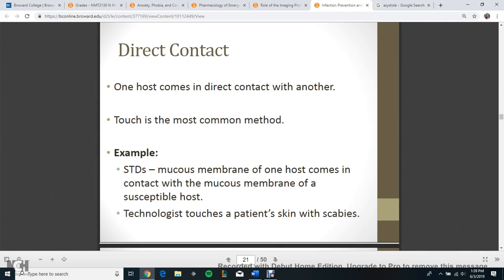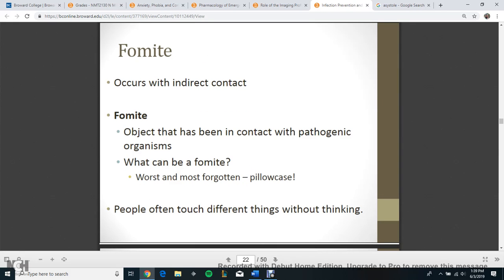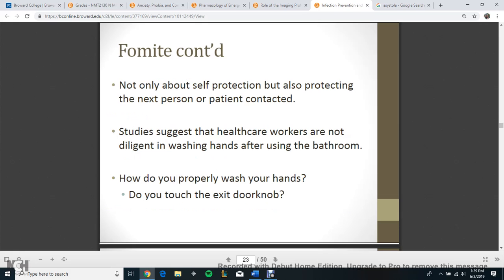The mucous membrane of one host comes in contact with the mucous membrane of a susceptible host. A technologist touches the patient's skin with scabies. A fomite occurs with indirect contact. A fomite is an object that has been in contact with pathogenic organisms. What can be a fomite? A pillowcase. People often touch different things without thinking.